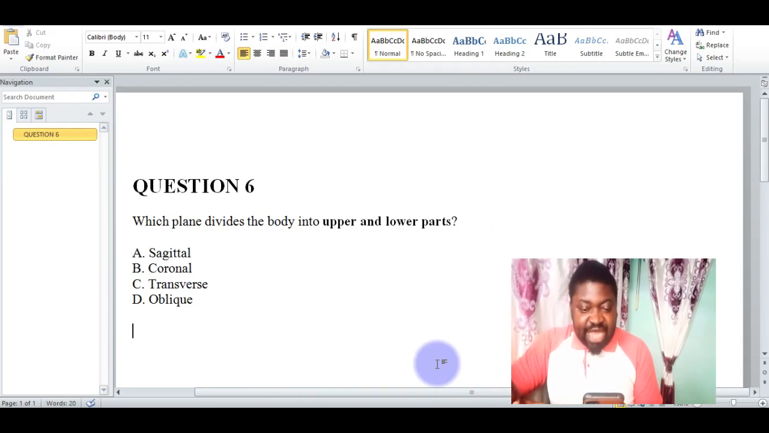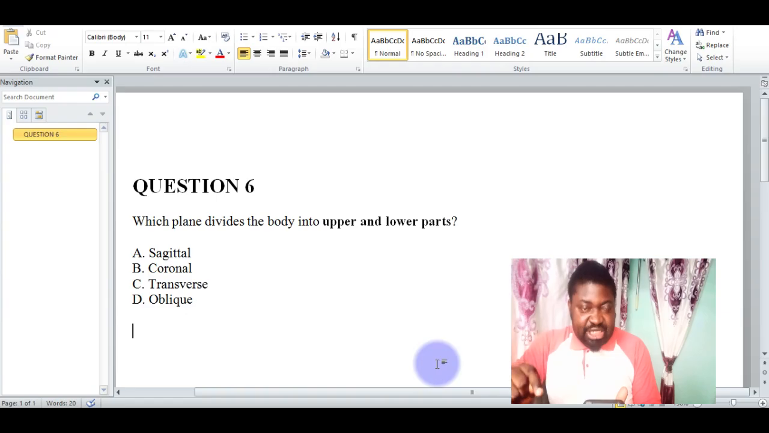Which plane divides the body into the upper and the lower parts? A, sagittal plane. Of course, that is wrong because we already know about the sagittal plane. That is about the upright position with the palms facing forward that divides left and right. We already know about the coronal plane. Now, the correct one will be either transverse or oblique.